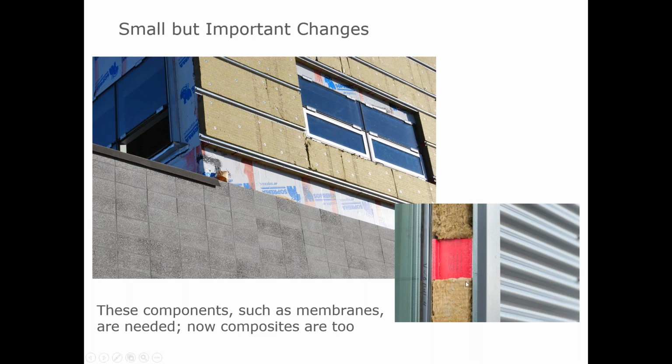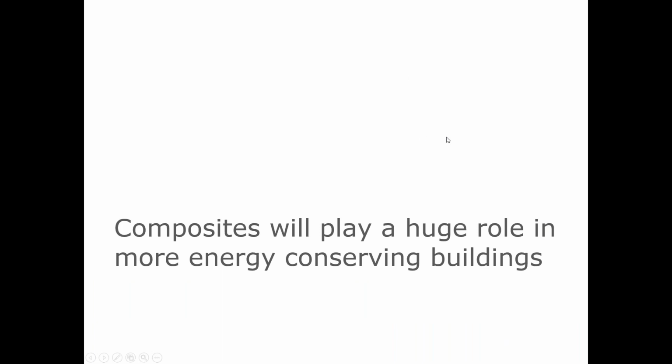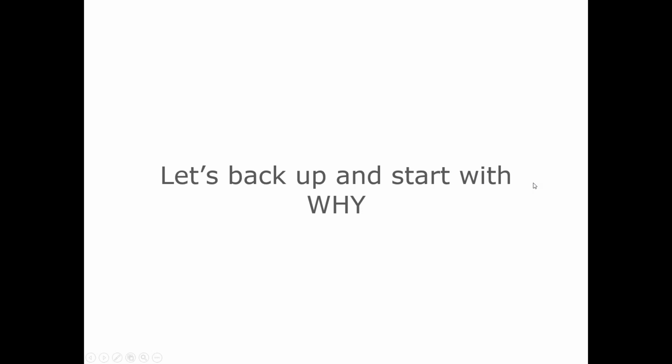This photograph features a fiberglass thermal spacer separating metal cladding supports only on the outside of the insulation layer from the steel framed wall on the inside of the insulation layer, but it's fiberglass that's passing through. So that's why there's an emergence of composites. Composites are going to play a huge role in more energy conserving buildings.